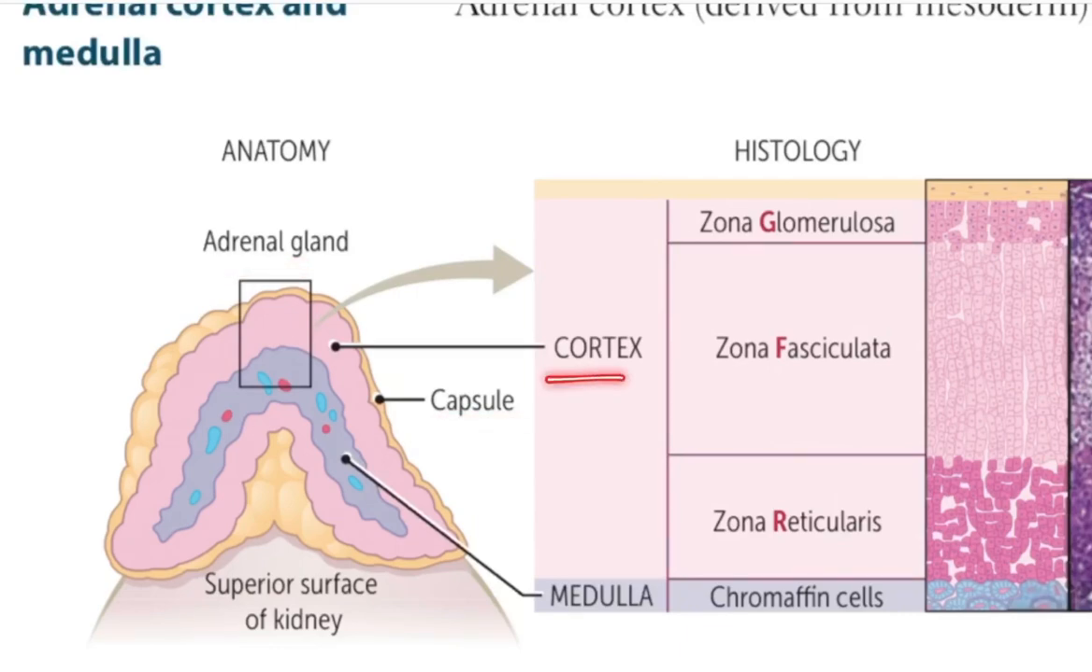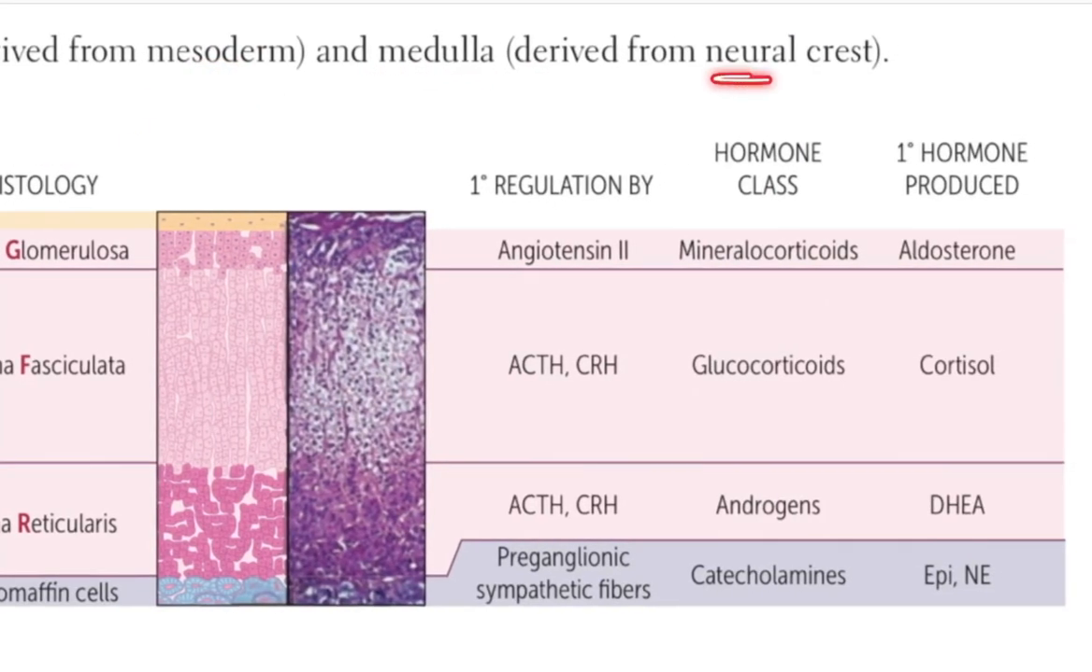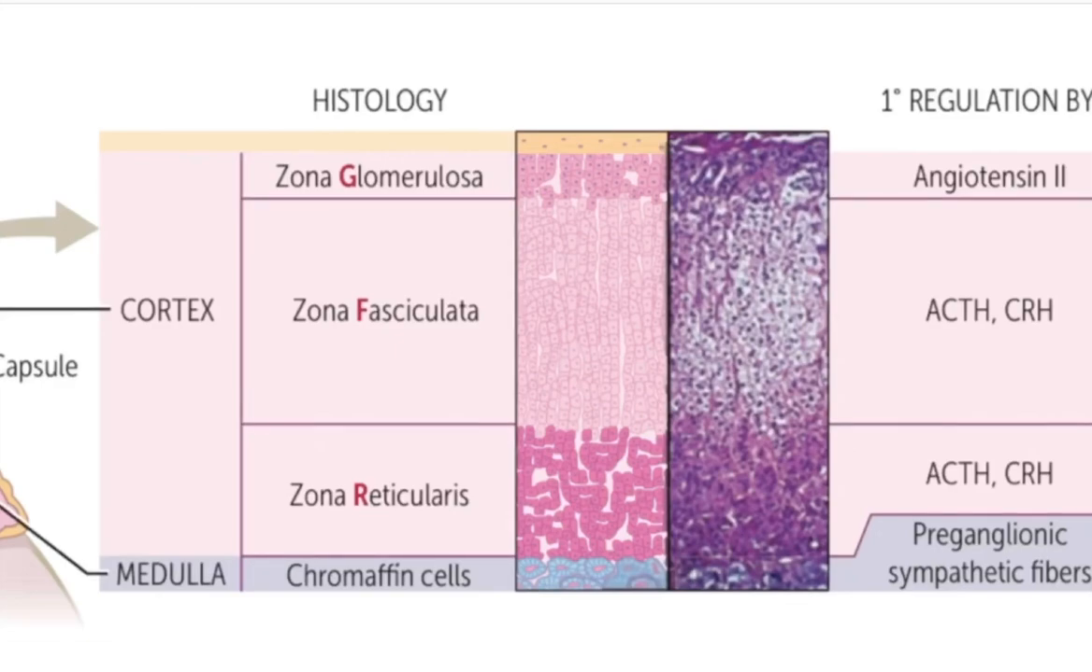The adrenal cortex is derived from the mesoderm, and the adrenal medulla is derived from the neural crest cells. Okay, so the adrenal cortex is derived from the mesoderm and the medulla is derived from the neural crest cells. Is it clear? Now let's zoom into the histology of the adrenal gland. Dividing the histology into the cortex and medulla, the cortex is divided into three major layers.